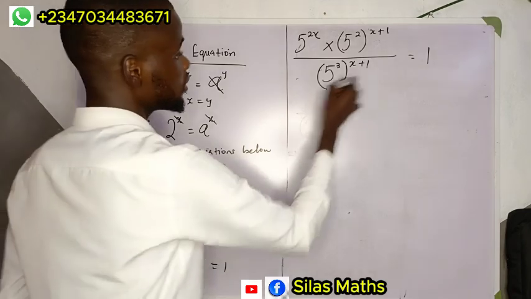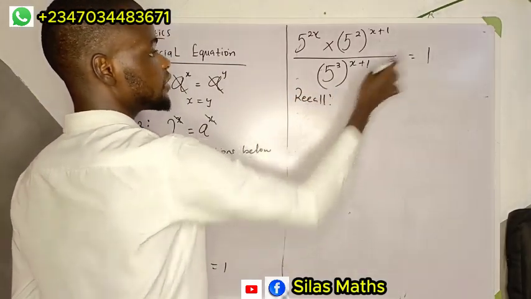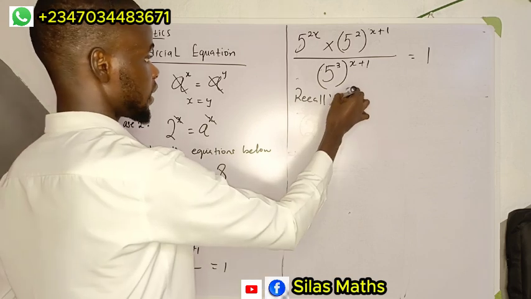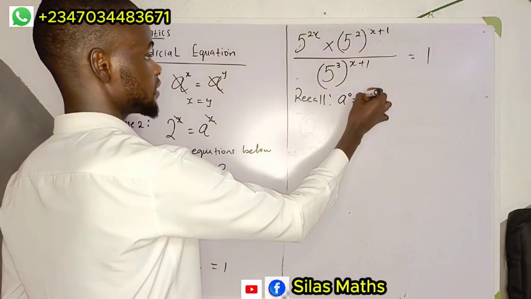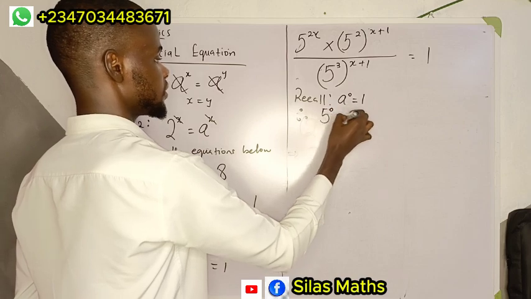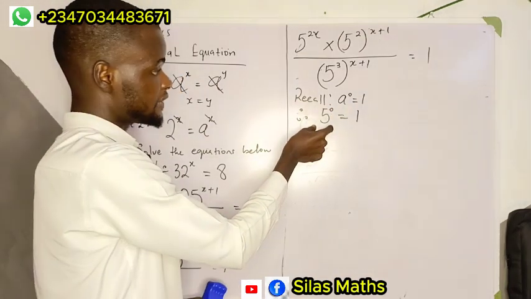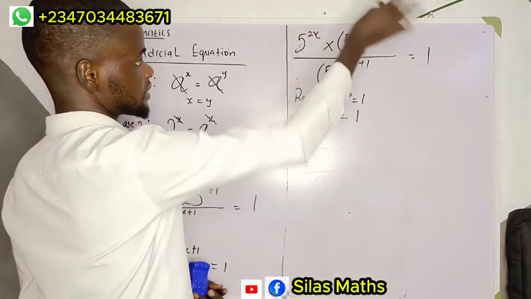Now you will recall that any number to the power of 0 is equal to 1, right? Any number to the power of 0 is equal to 1. So we can say therefore 5 to the power of 0 is equal to 1. So we want to replace this 1 over here with 5 to the power of 0. So that will give us, let's simplify this further.